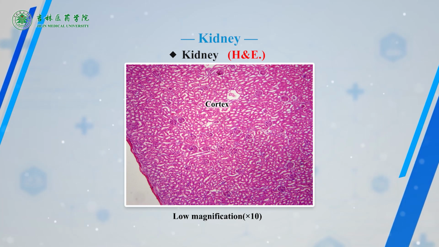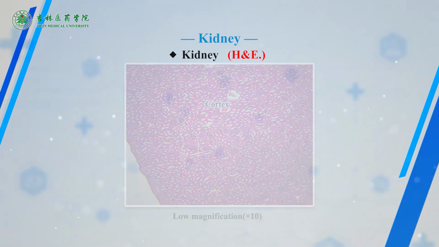The kidney is covered by a layer of capsule made of dense connective tissue. Under the microscope, many renal tubules in different sections can be seen in the parenchyma, and the spherical renal corpuscles are dispersed among these tubules. The parenchyma is mainly composed of the cortical labyrinths and medullary rays.